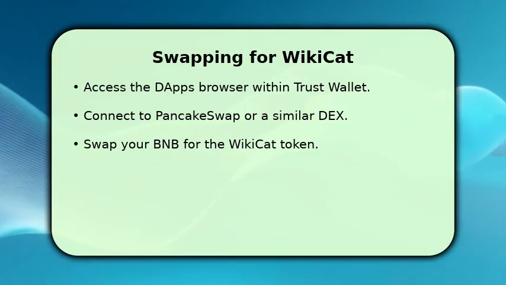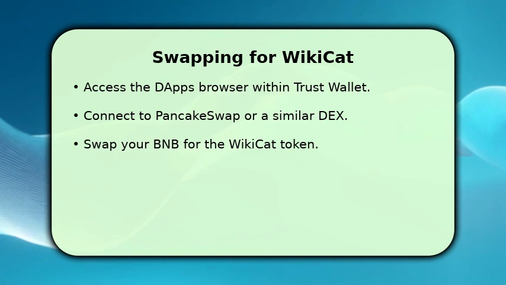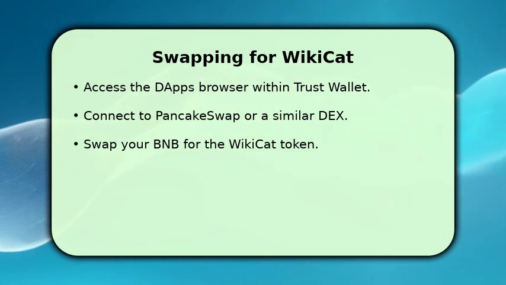Navigate to PancakeSwap, which is a popular decentralized exchange. Connect your wallet to PancakeSwap. You'll then select BNB as the from currency and Wikicat as the to currency.